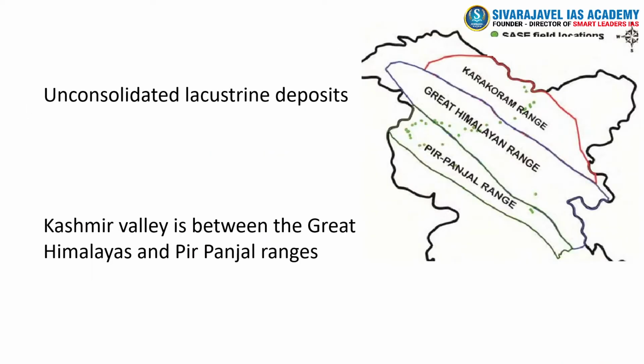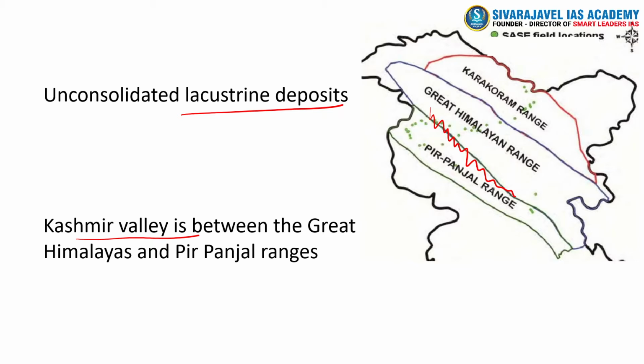These Karyawas are unconsolidated lacustrine deposits. So what is lacustrine? Something deposited by a lake. The Kashmir Valley is between the Great Himalayas and the Pir Panjal. This has already been asked in the exam. You can see it here. Between the Great Himalayan Range and the Pir Panjal, you have a valley, and this valley is called Kashmir Valley.